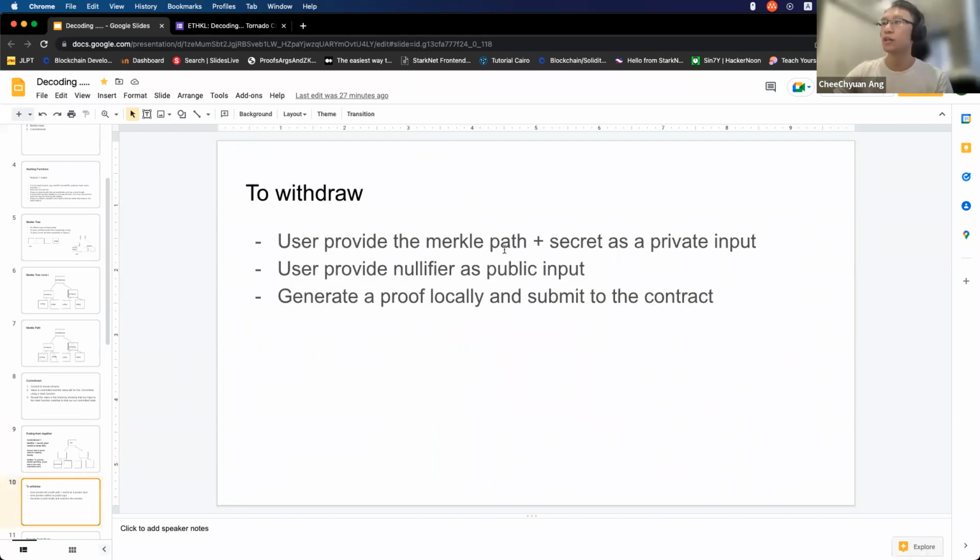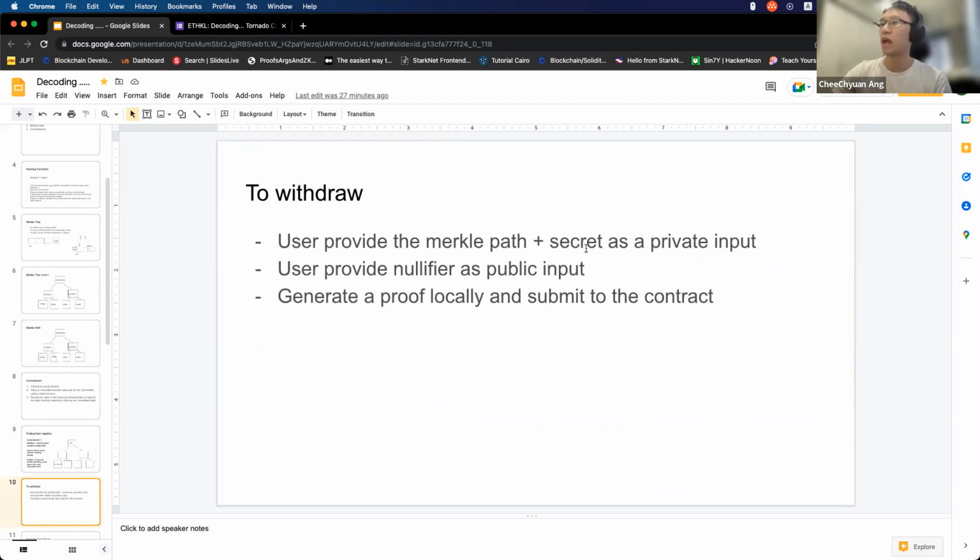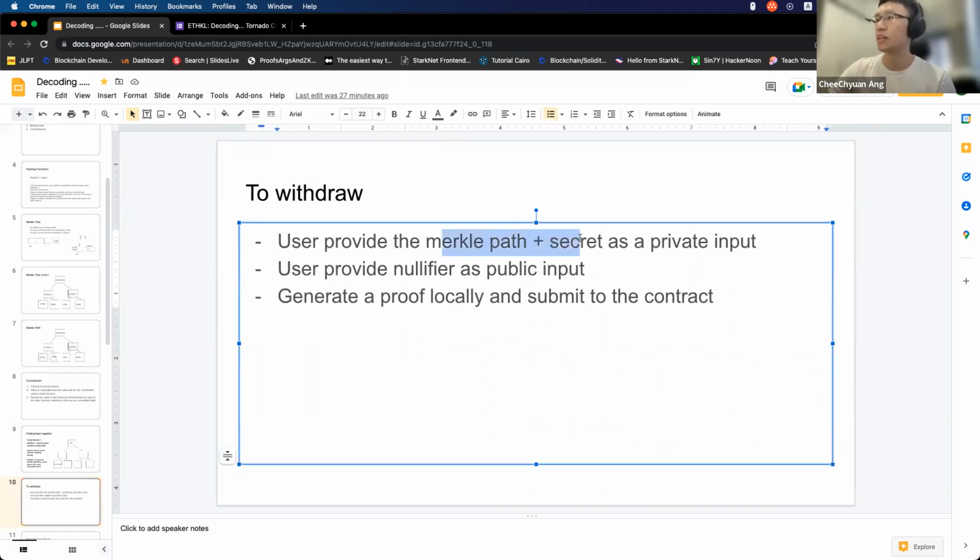To withdraw, the user will need to provide the Merkle path. So they need to provide the hash of this and the hash of this. And of course, they need to provide the leaf node that they want to withdraw from, and for that, they need the secret. This is something that will not be done in the smart contract. They will generate a proof locally, and they just need to submit the proof to a smart contract, and the smart contract can verify that the proof is correct, and then the withdrawing process can take place.